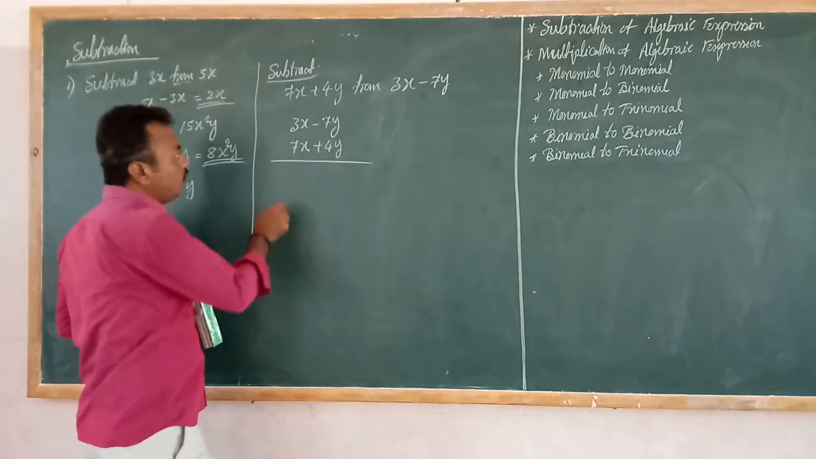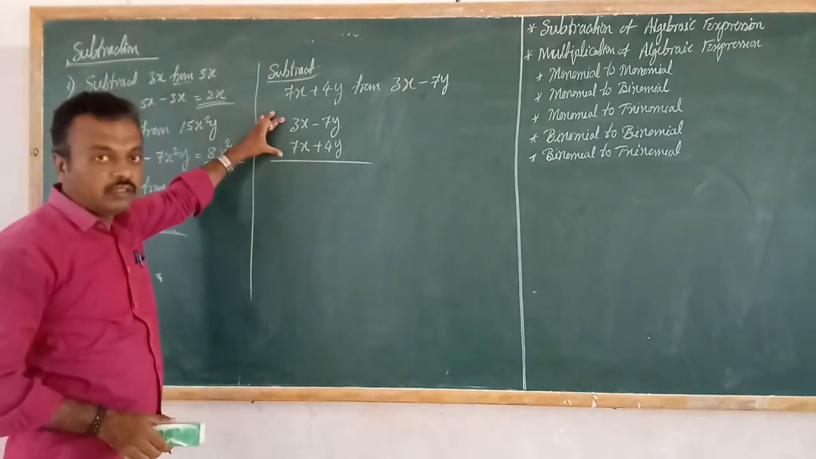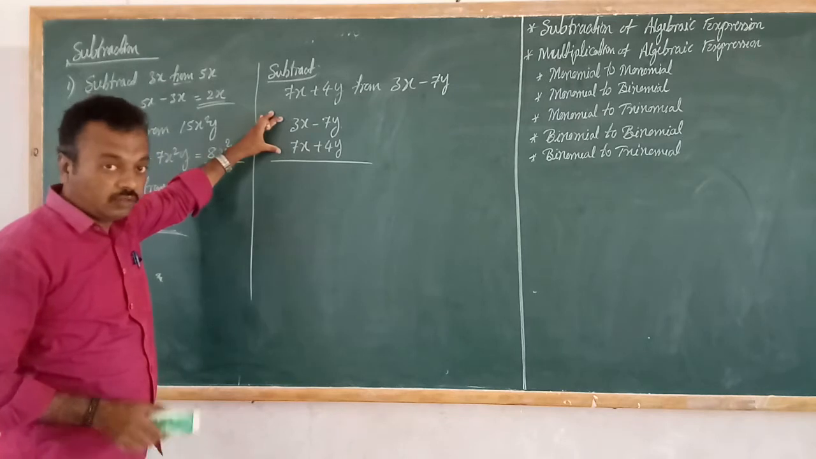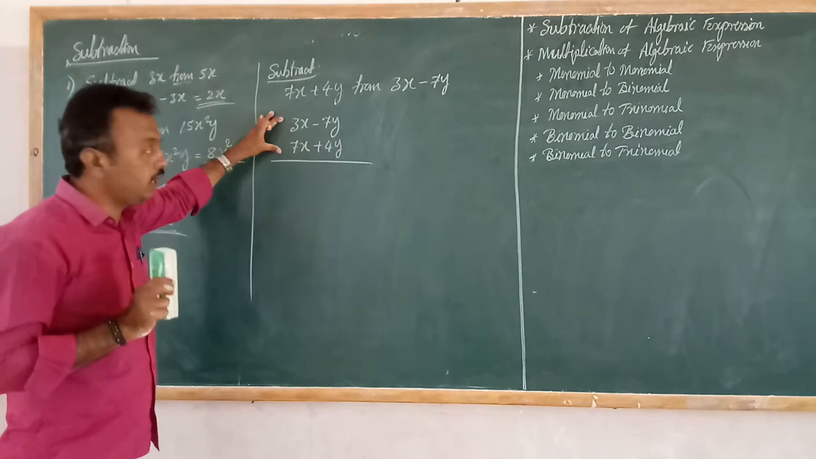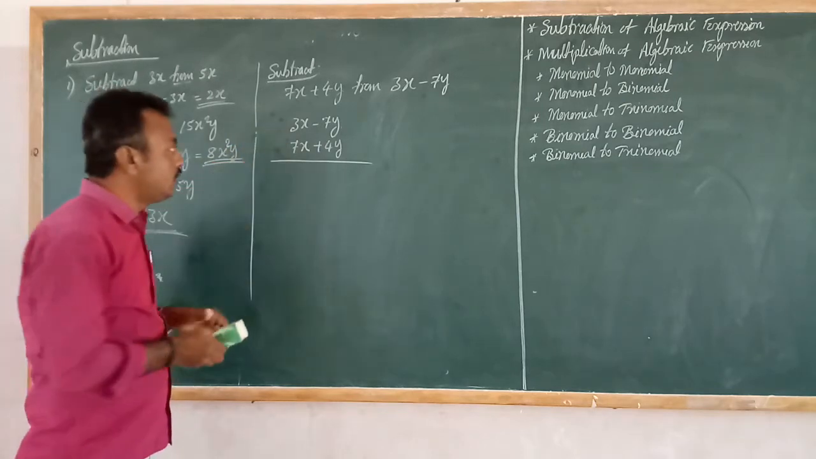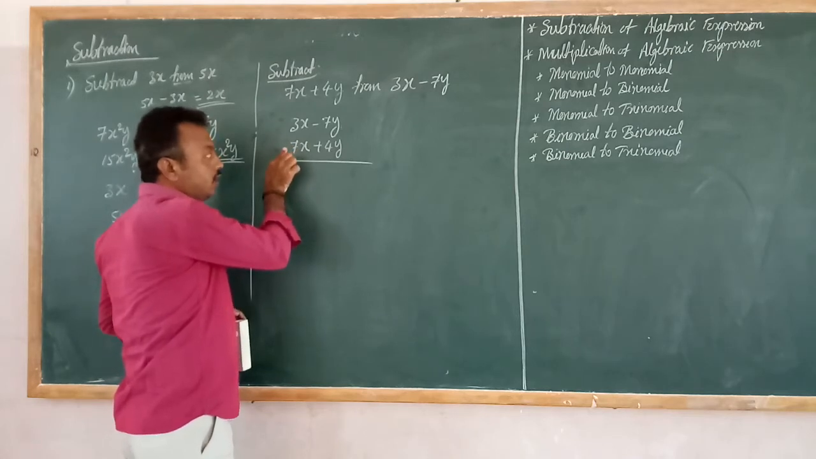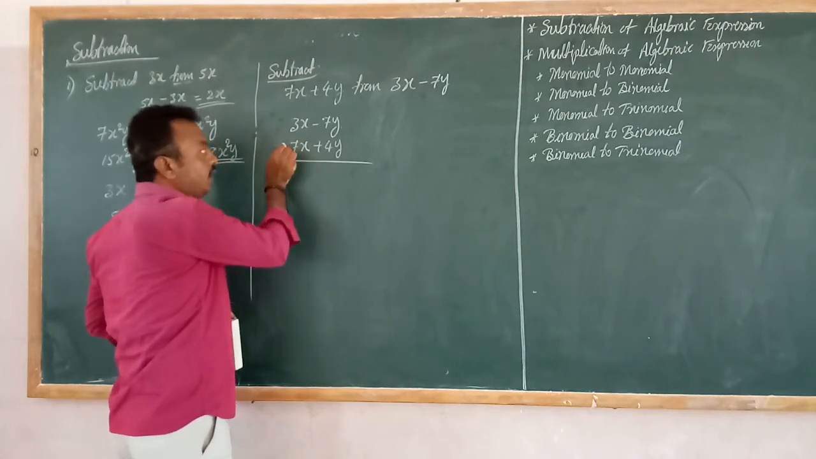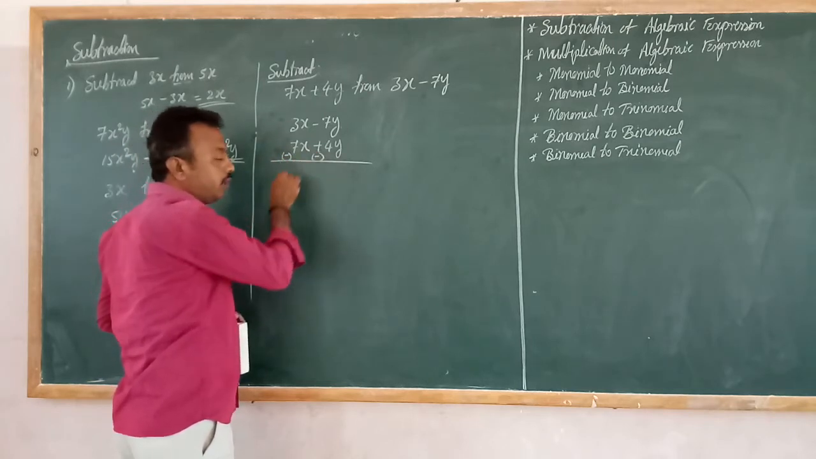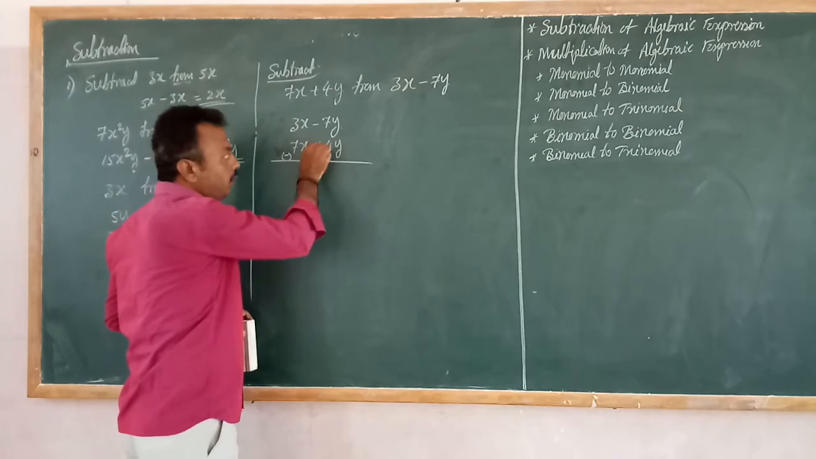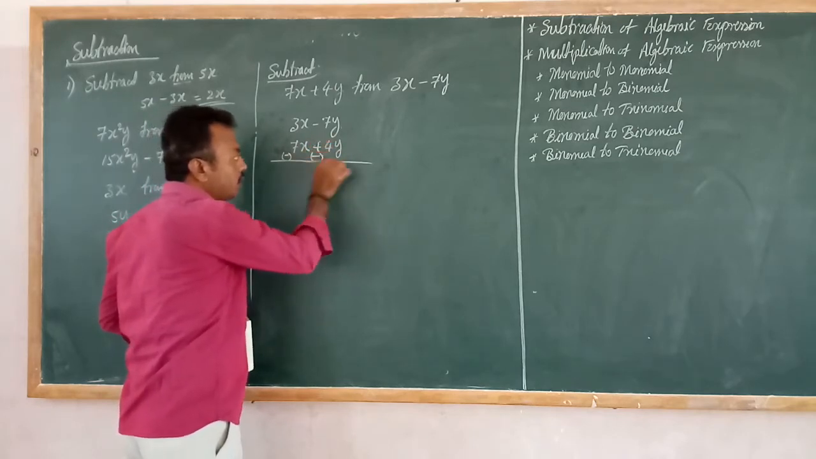Clear? Now we do the subtraction in the column method. In subtraction, we have to change the signs of the expression below. See, 7x has which sign? Nothing is written, so it is plus. We have to change this sign: if it is plus, it becomes minus. This is also plus, so it becomes minus. If it is minus, it becomes plus. I will write the changed signs.